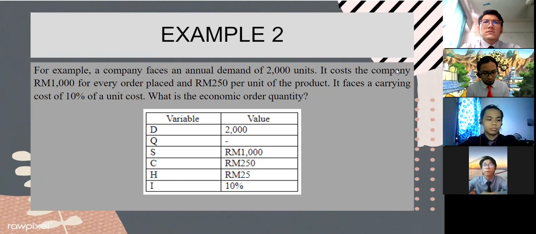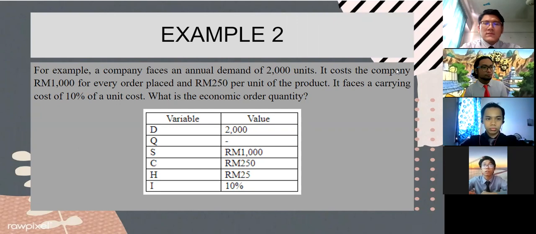So again, we use back the equation, square root 2DS over H. And over here, H and I, the 10% interest rate is actually H. So H is just the quantifiable amount of the percentage of the interest rate. So 10% of C, which is 250 ringgit, is 25 ringgit. So that's why H is 25 ringgit. So after solving the equation, we get 400 volumes per order.